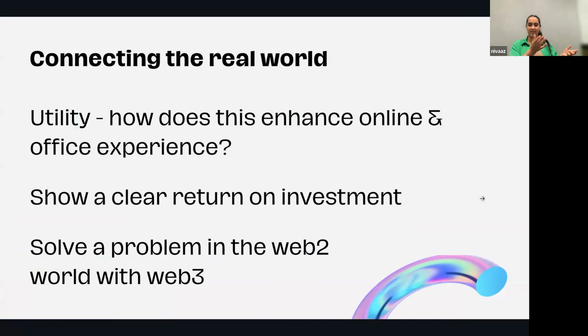Cool. And again, make sure that whatever your solution is actually connects to the real world. Think about how it enhances an online and an offline experience. Is it a retail experience in store? Is it an AR filter? How does that bring something cool into the real world? A lot of NFT collections did merch, free items, or art that would be shipped out to you. That's one way to do it. Obviously, there are much more elaborate and meaningful ways to bring that utility into real life, but that's one example. And then showing a really clear return on investment.